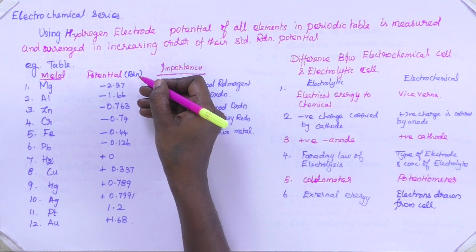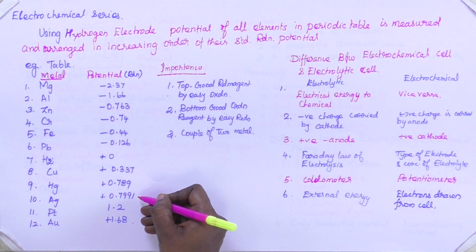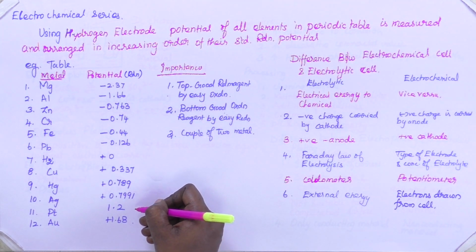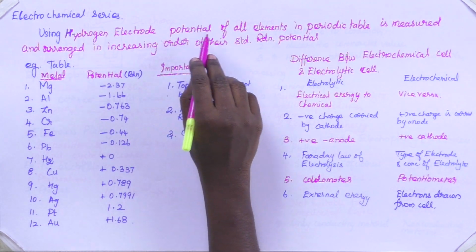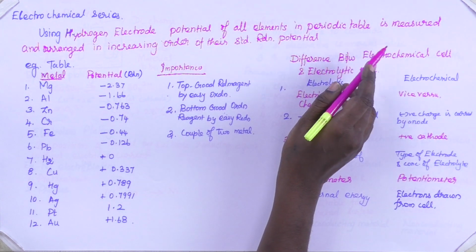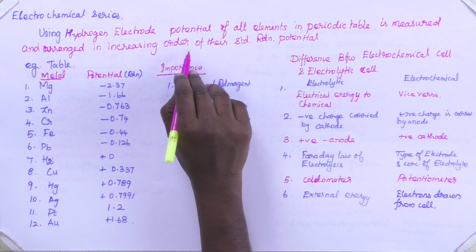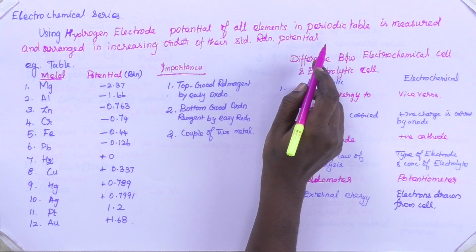If you know the cell potential or electrode potential, then only it is very helpful for any studies. So for that, we create an element electrode and couple it with the hydrogen electrode, and the electrode potential is measured. That electrode potential is placed in increasing order in a table called the electrochemical series. So by coupling with a hydrogen electrode, all the elements in the periodic table are measured and arranged in increasing order of their standard reduction potential.